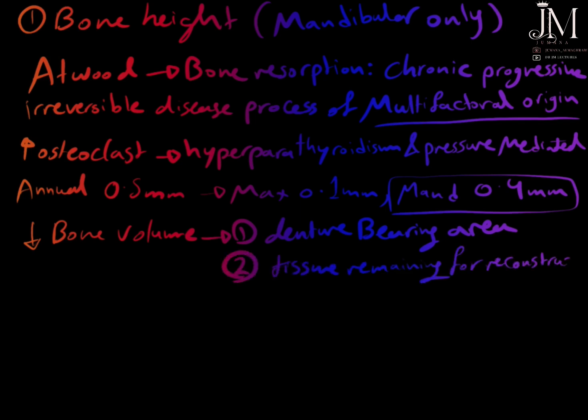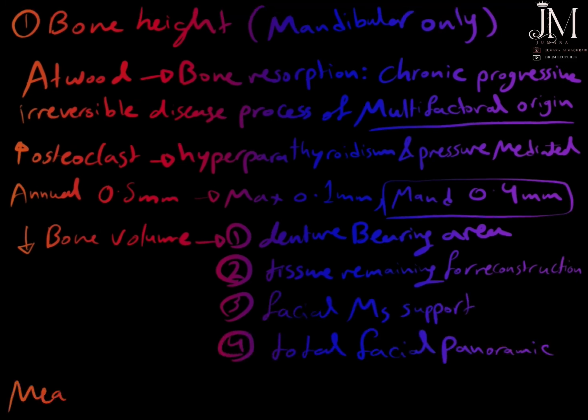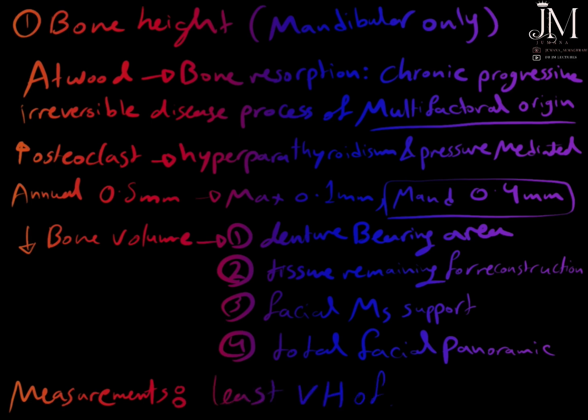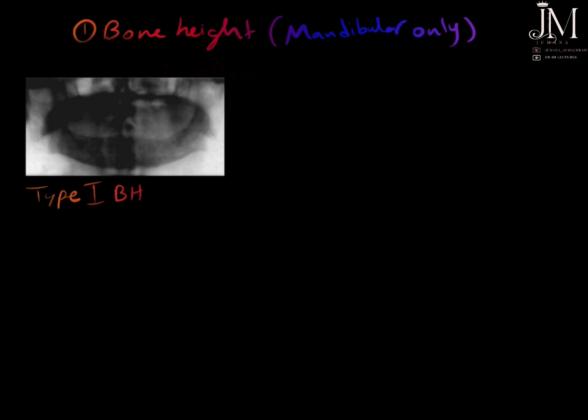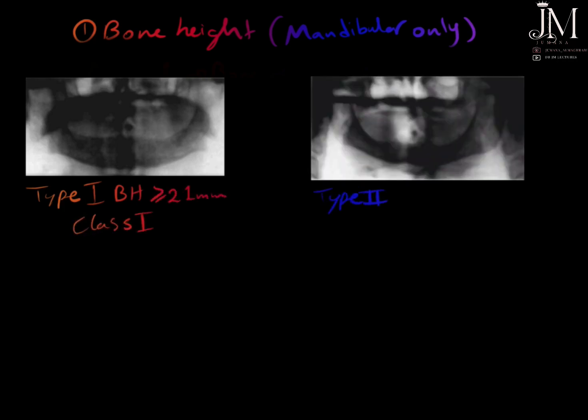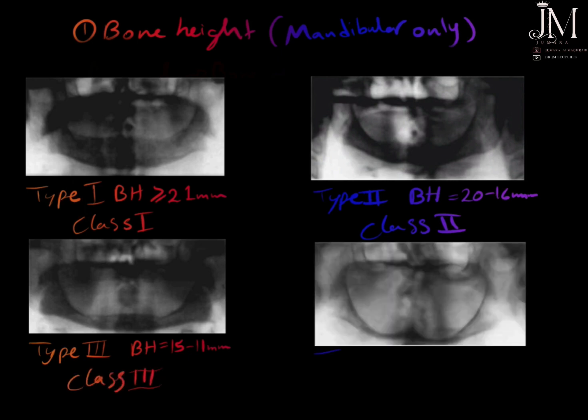When bone volume decreases, it affects the denture-bearing area, tissue remaining for reconstruction, and facial muscle support. We use a total facial panoramic X-ray, measuring from the least vertical height of the mandible. We can measure from the incisor edge to the vestibule in a dentate patient and from the alveolar crest in an edentulous patient. Bone height type 1 is more than or equal to 21 millimeter, considered Class 1 according to BDI classification. Type 2 is 20 to 16 millimeter, Class 2. Type 3 is 15 to 11 millimeter, and type 4 is equal to or less than 10.